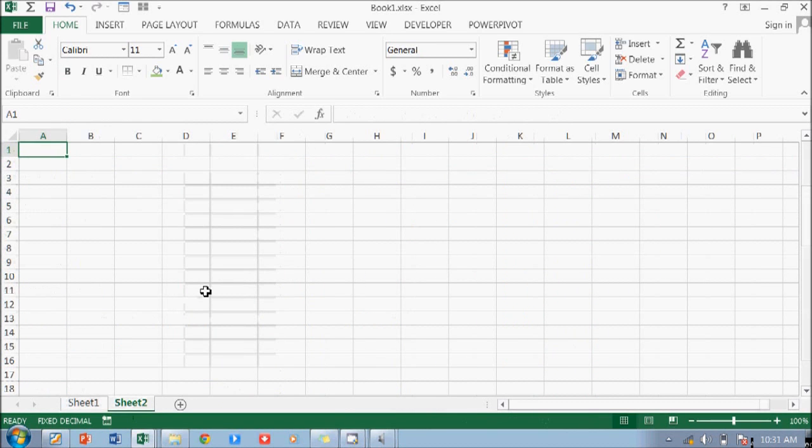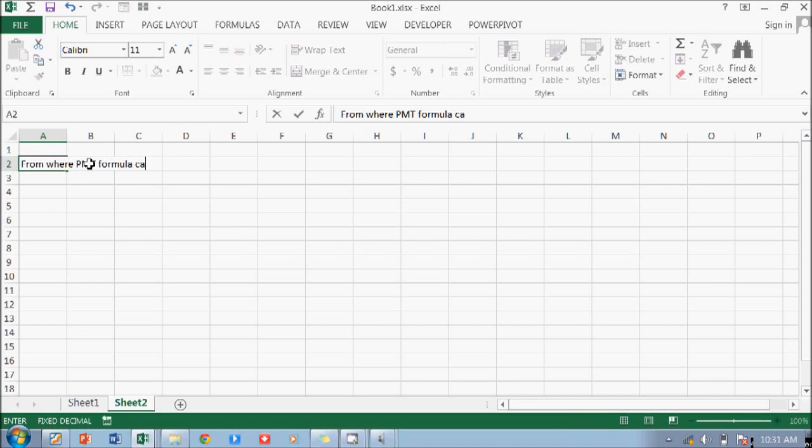Sheet 2. I need to give a bit of theory, but I don't want to waste much of your time. So we just have to check where the PMT formula comes from. Okay, so this is the issue.